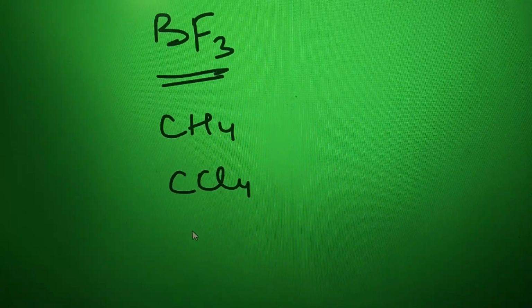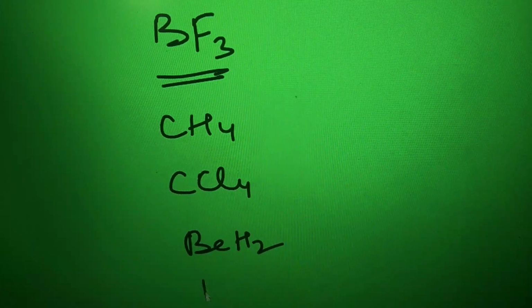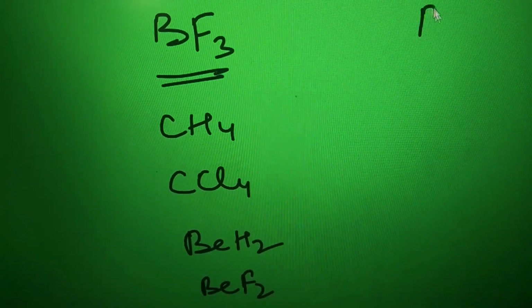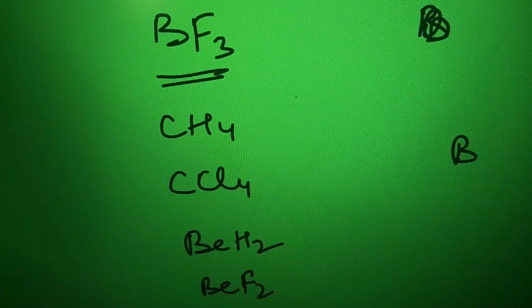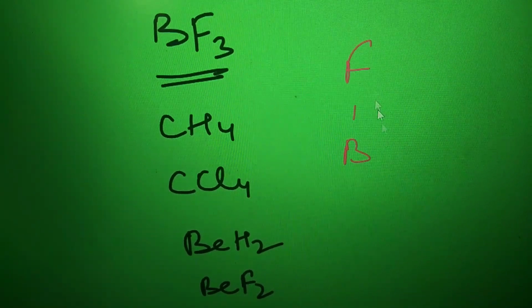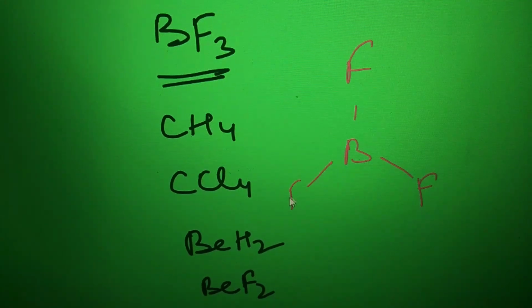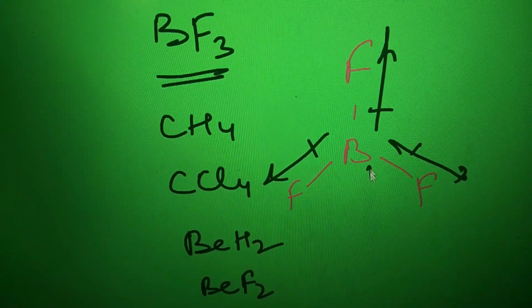Now let's see a few molecules which seem like they are polar but they are actually not: CH4, BF3, CCl4, BH3, BF3. So let's see BF3. If you see the BF3 structure, the dipole of this will be cancelled by the resultant of this.